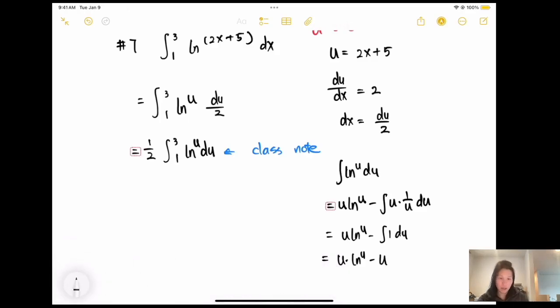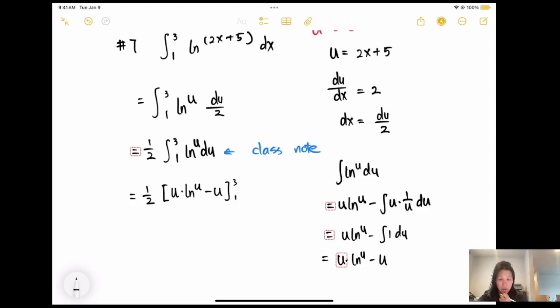So this is from the class note. This is a quick recall. Please go back to check your class note if you forget. All right. So now I get 1/2 from u times ln of u minus u from 1 to 3.